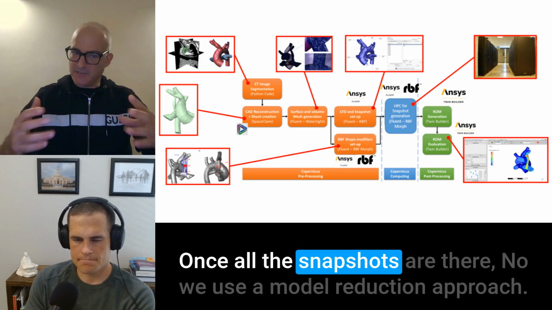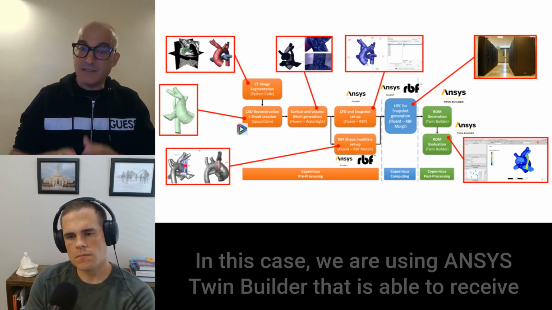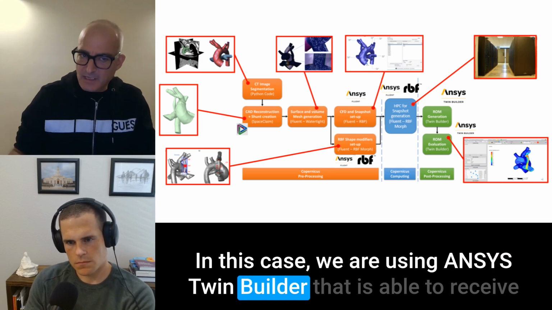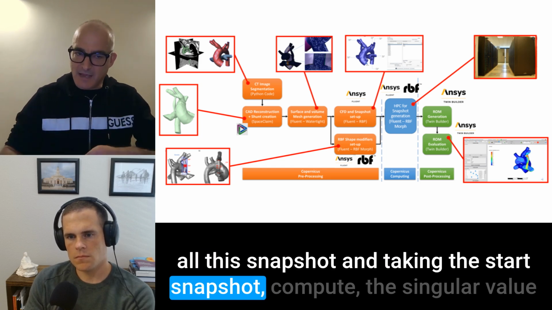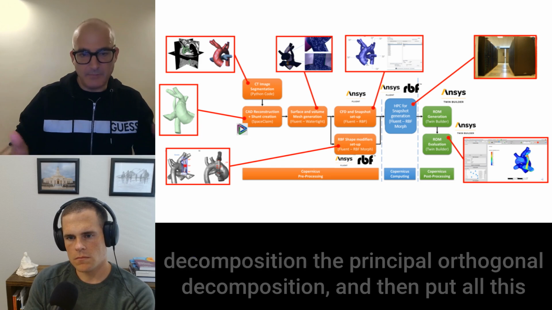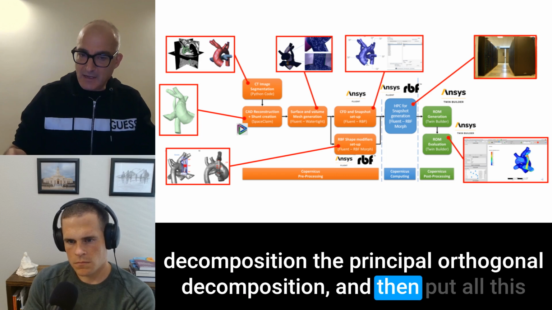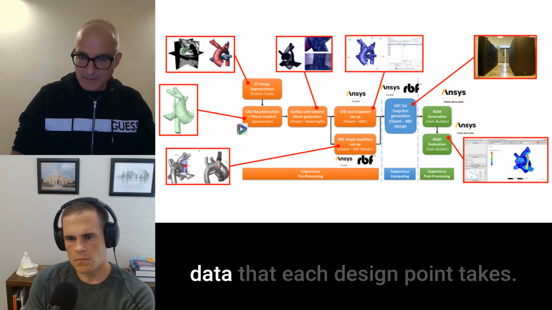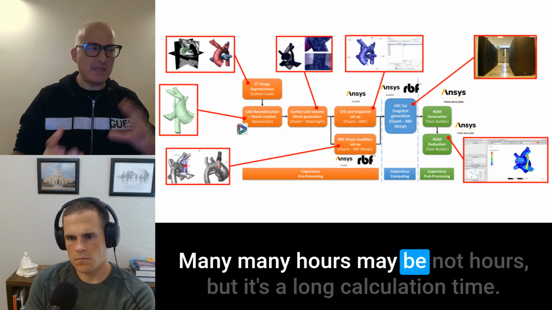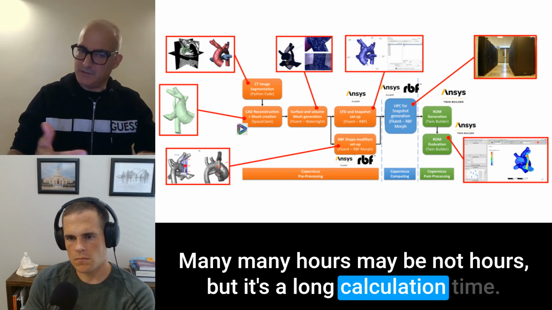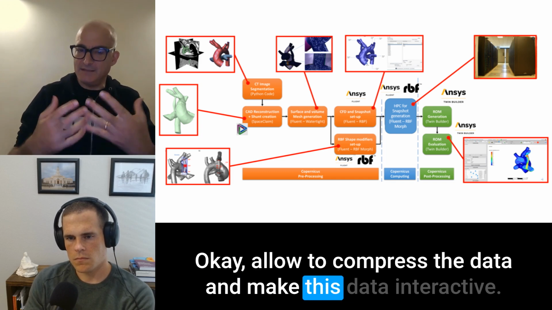Once all the snapshots are there, we use a model reduction approach. In this case, we are using ANSYS Twin Builder, which is able to receive all these snapshots and, taking the snapshots, compute the singular value decomposition, the proper orthogonal decomposition. Each design point takes many, many hours, maybe not hours, but it's a long calculation time. This allows us to compress the data and make this data interactive.